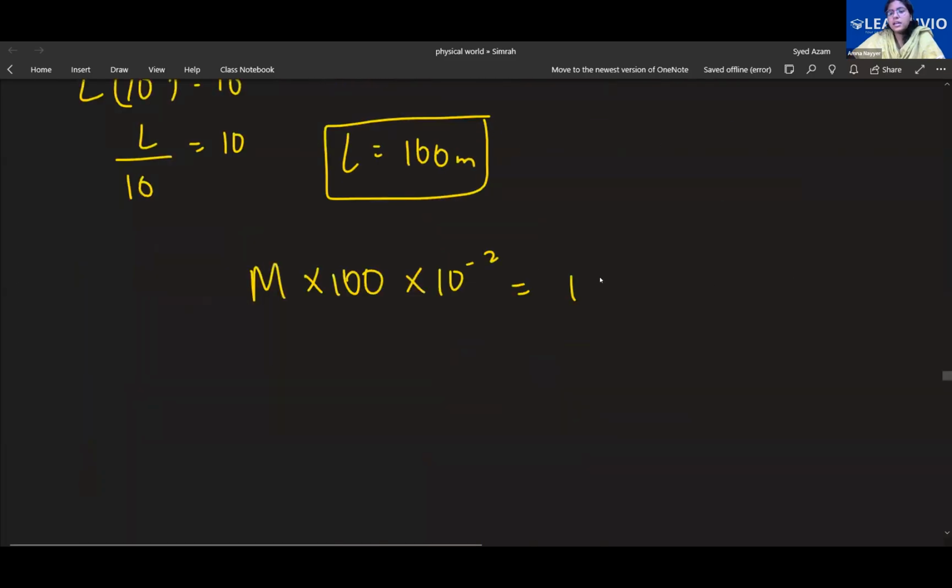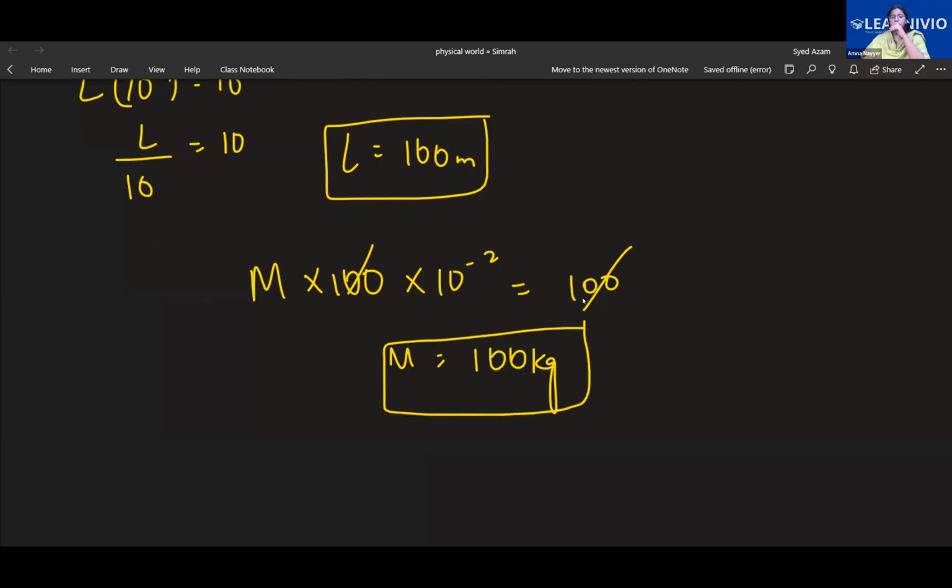So this 100, this 100 will be cancelled. Mass will be, this is m by 100. So it will be 100. Right? m by 100 is 1. So m will be 100. Yes, ma'am.